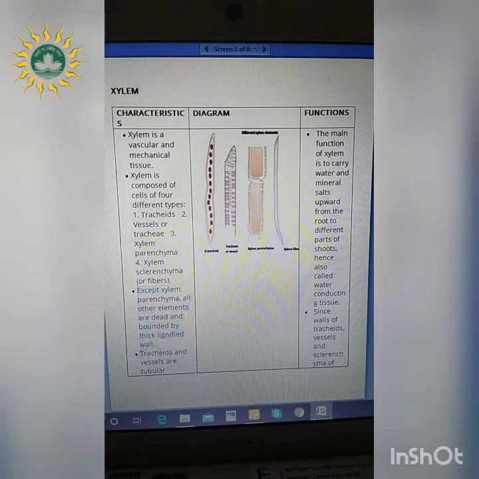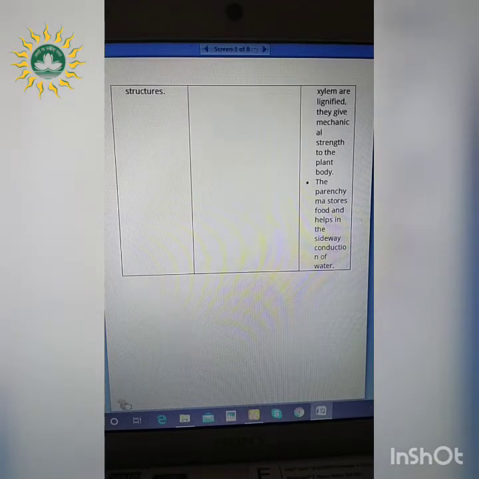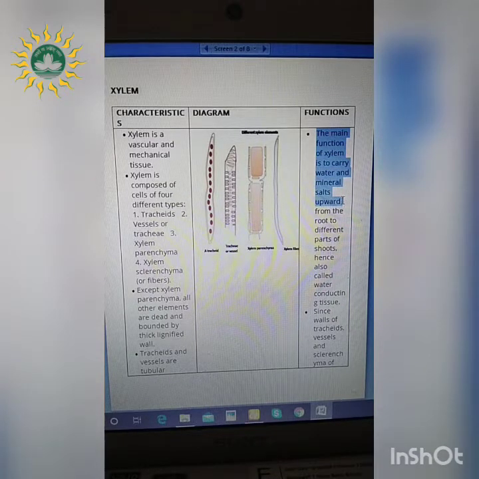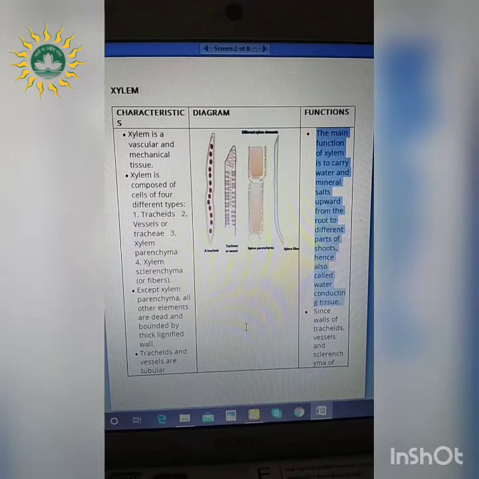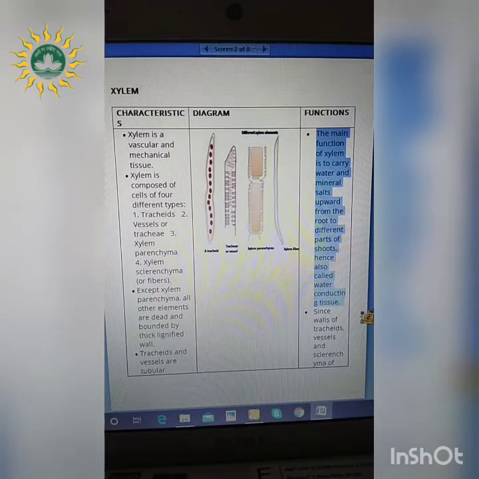Tracheids and vessels are tubular in nature, right? So these tracheids and vessels, as you can see, are tube-like structures. So what is the function? The main function of xylem is to carry water and mineral salts upward from the root to different parts of the shoots, and hence they are also called the water conducting tissue. So the main function of the xylem is to carry water upward to the different parts of the plant, right? So they are referred to as a water conducting tissue.